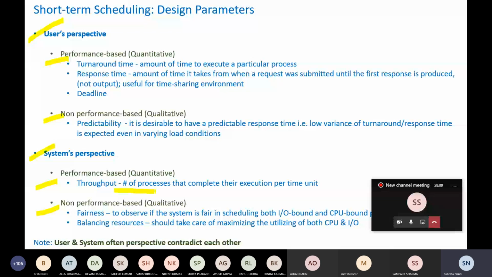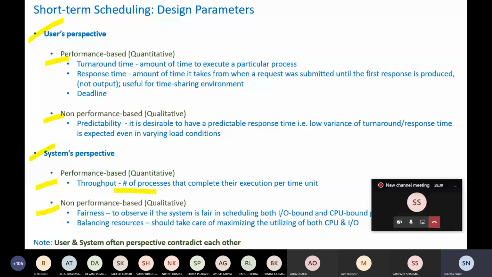So from the overall systems perspective, throughput is a major criterion, which can be measured in terms of the number of completions per unit time, but a particular user is not interested in the throughput. So when I am logged in to the system, I don't care about what others are feeling. I just want to minimize my turnaround time, my response time, no matter what others are doing.